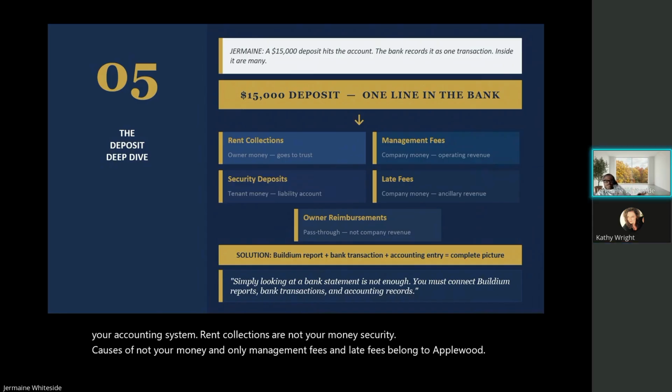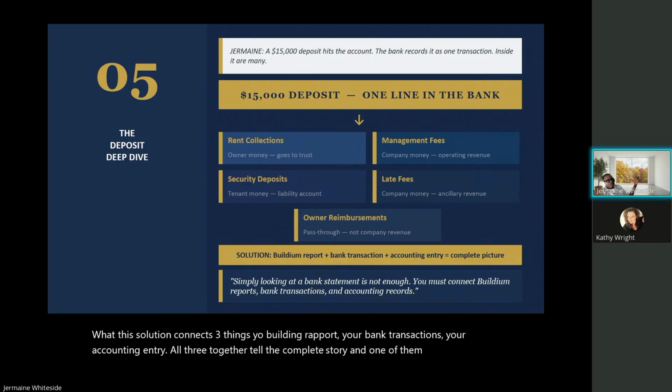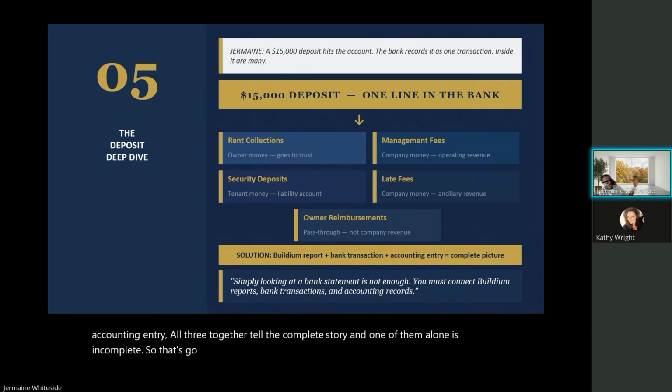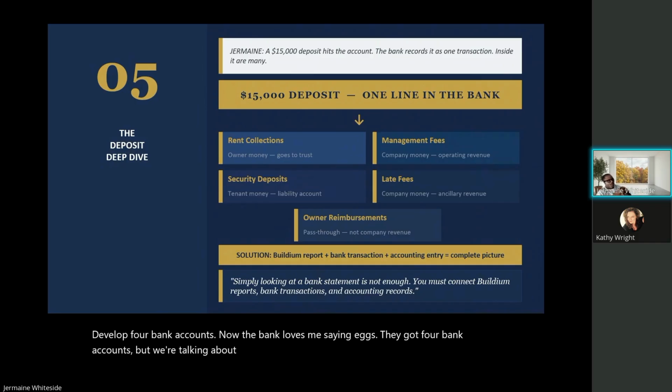Well, this solution connects three things: your building report, your bank transactions, your accounting entry. All three together tell the complete story, and one of them alone is incomplete. So let's go back again to my recommendation for businesses. One of the easy fixes is, if you've got these four categories, develop four bank accounts. Now, the bank loves me saying that because they get four bank accounts, but we're talking about saving you money and streamlining your accounting system.